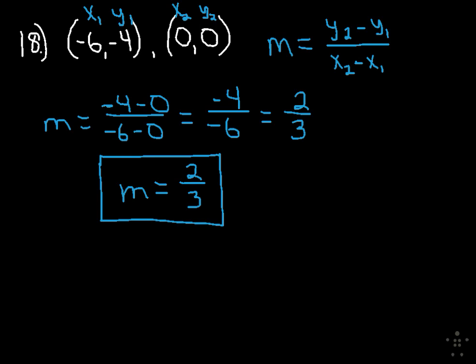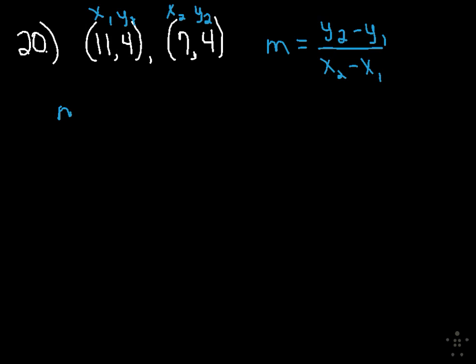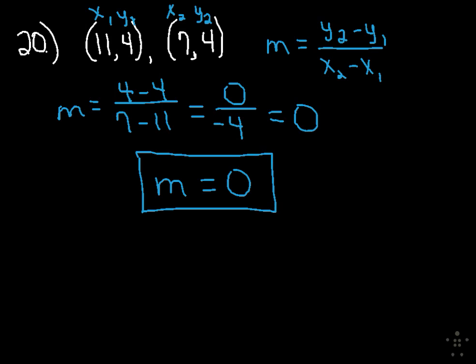Moving on to question number 20. Find the slope that goes through these 2 ordered pairs. So again, m is equal to my change in y's over my change in x's. And I like to label so I don't mess up on my substituting. And so m is equal to 4 minus 4, over 7 minus 11. 4 minus 4 is 0. And this is negative 4, but 0 divided by anything is 0. So the slope of this line is 0. And this is a horizontal line.